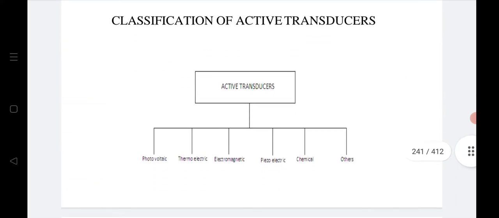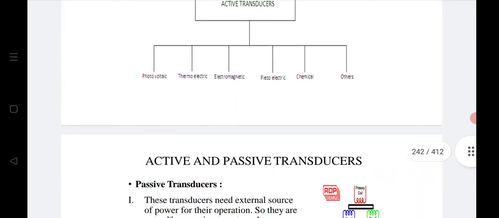Let us come to the classification of active transducers. We have various different types of active transducers like photovoltaic, thermoelectric transducers, electromagnetic transducers, piezoelectric transducers, chemical transducers, and many more. So this is a classification of active transducers.